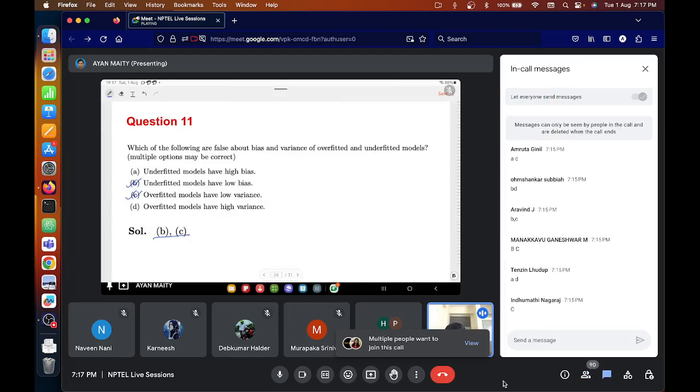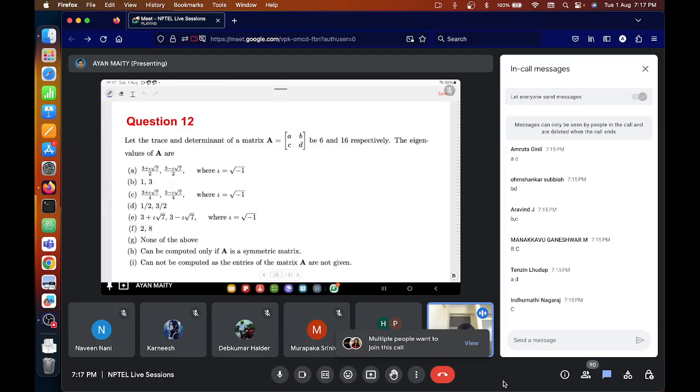So if there are no doubts in this question, we can move on to question 12. This is on matrices. Let the trace and determinant of a matrix A, a 2 cross 2 matrix with 4 elements a, b, c, d whose values are not known. The trace is 6 and the determinant is 16 for the matrix A, and you have to find the eigenvalues of the matrix A. There are many options. So what are the eigenvalues of matrix A?